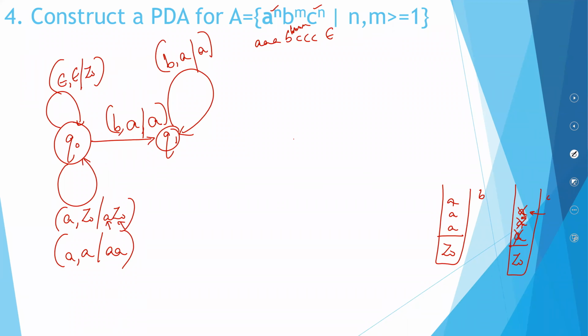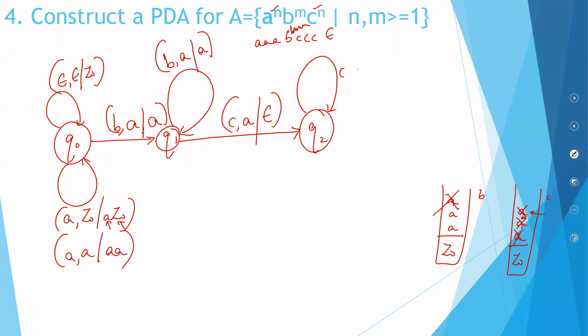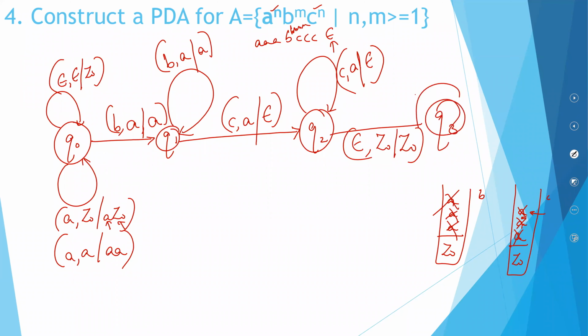Now you will encounter a C. The top of the stack is A. Pop it away. That is for your first C. You will be encountering many C's. The top of the stack will be A. Pop out, pop, pop. And then you will be encountering your epsilon. Epsilon, top of the stack will be Z0. Z0. That is your final state.